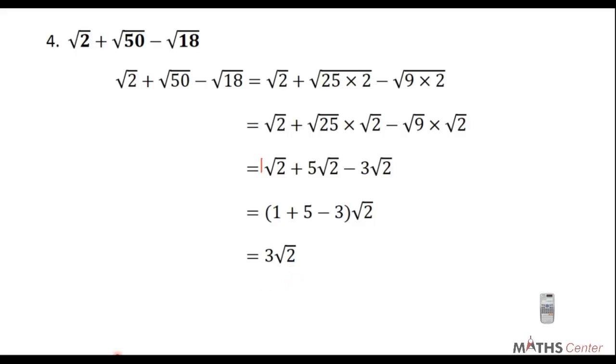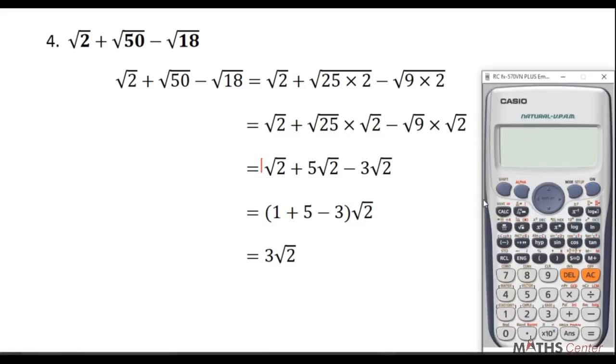So you can also try and see if you will get this on your calculator. So you type square root of 2, then you press this to remove the cursor from the square root sign, then square root of 50, press this, then minus square root of 18. You press equal to, and you are getting 3 root 2 as we have here.